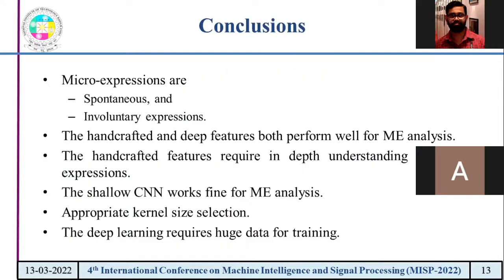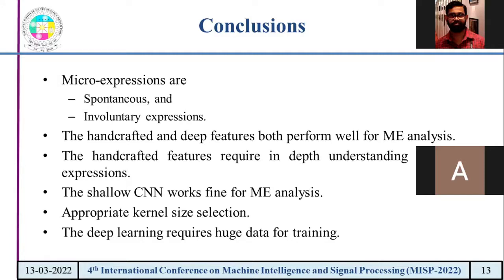So the conclusion of my paper is that we know that micro expressions are spontaneous and involuntary in nature. The handcrafted and deep feature methods both perform well for the ME analysis task, but when we are talking about handcrafted features, it requires in-depth understanding of micro expressions. Whereas for deep learning techniques, shallow CNNs work fine for ME analysis because, as I've told you, there are very limited data samples.